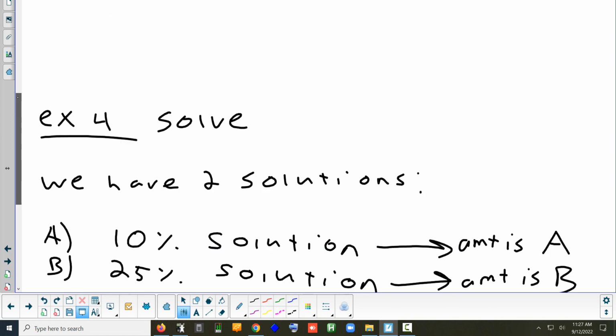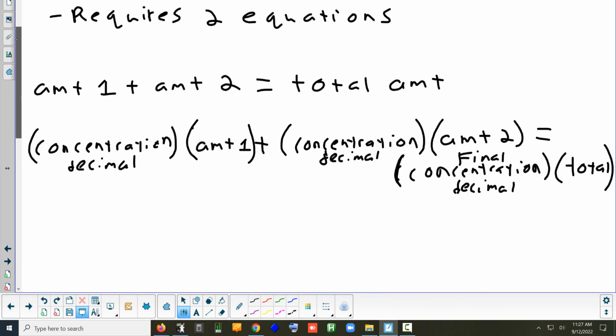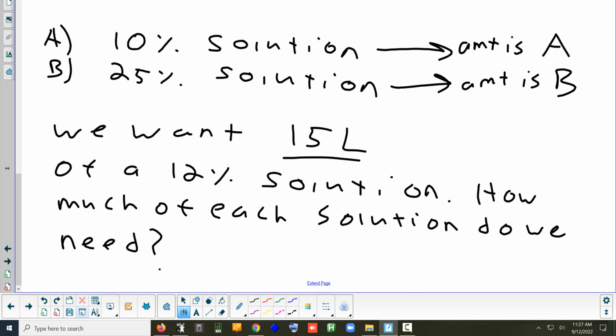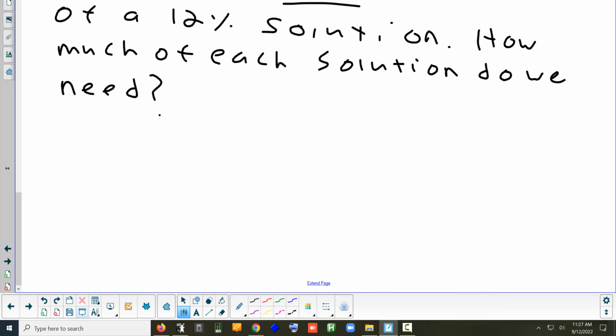So let's start with our equation for the total amount. Anyone think they know what my equation would be for the total amount? X plus Y equals 15. And what are we using for our variables? A and B. So A plus B equals 15. So there's your first equation. What I would probably do with this equation right now is solve it for either A or B. Doesn't matter which one, but you'll see why in a second.